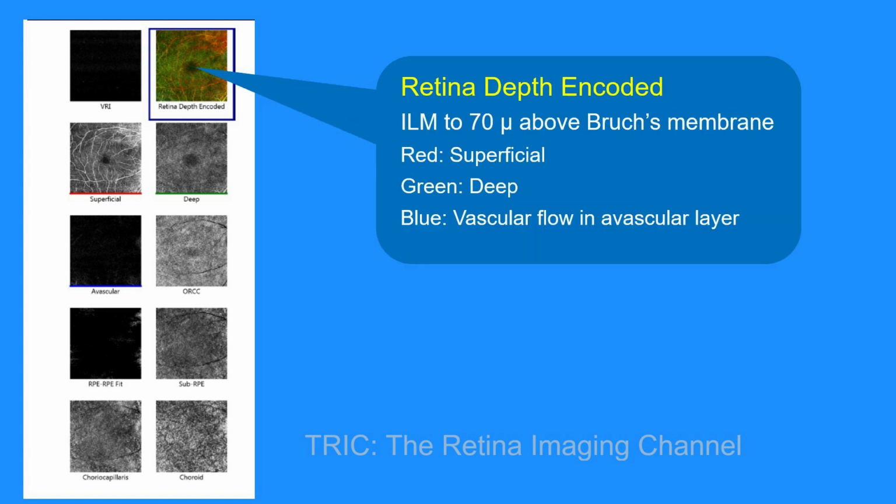Next image is retina depth encoded. This retina depth encoded image is basically a pseudo color or color coded image which shows the entire neurosensory retina. In other words, it starts from ILM to up to 70 micron above the Bruch's membrane. The three color codes are red, green and blue. Since this is a normal image, we see only red and green. Red means the superficial blood vessels, green means the deeper blood vessels, and blue means vascular flow in an avascular layer. So in this picture we do not see any blue vessel. That means it's a normal image.